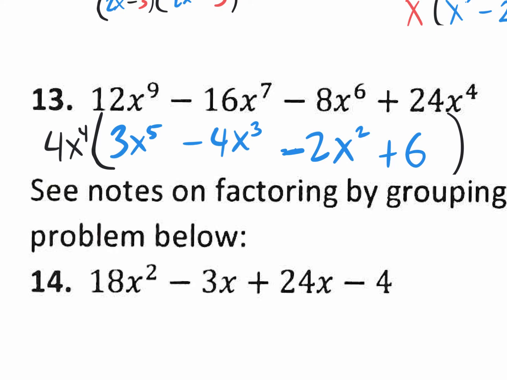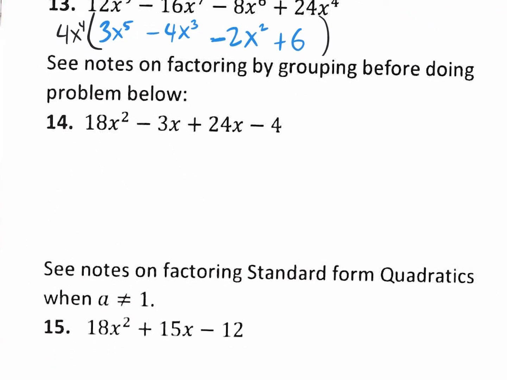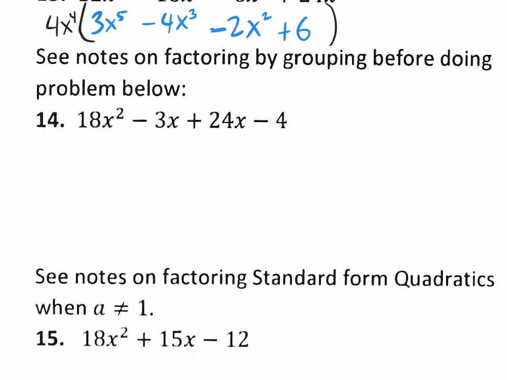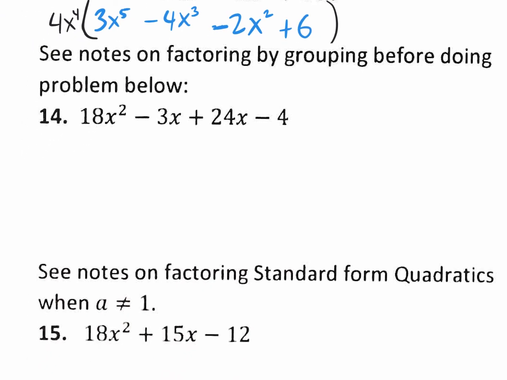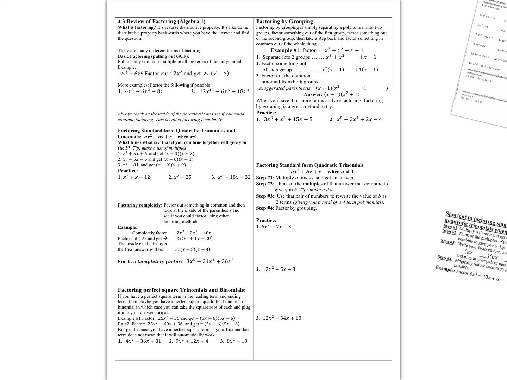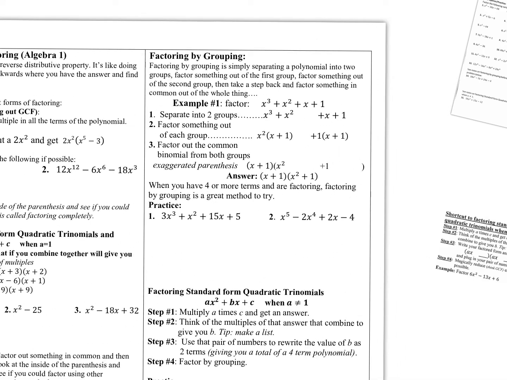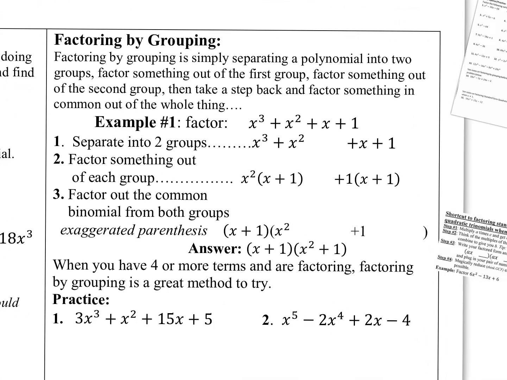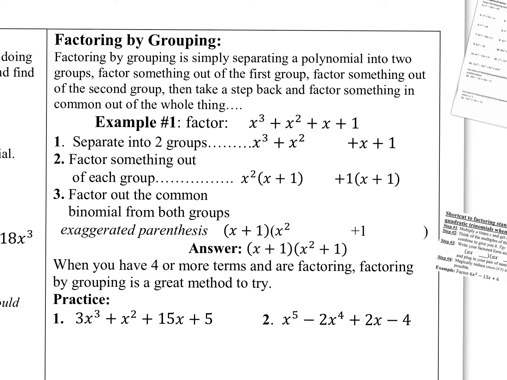Okay, finally we get to the really fun stuff. It says, see notes on factoring by grouping before doing the problem below. So let's go back to the page of notes I gave you yesterday, and we skipped over the top right column that said factoring by grouping. Okay, so here's the deal. Factoring by grouping is simply separating a polynomial into two groups. That's why it's called factoring by grouping. You factor something out of the first group, you factor something out of the second group, and then take a step back and factor something in common out of the whole thing.